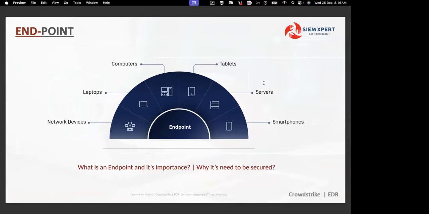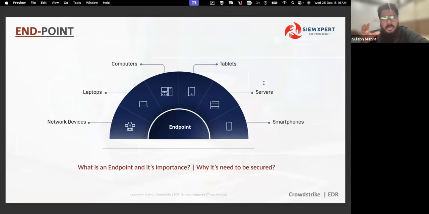So when it comes to the endpoint, it need not be your laptop. It need not be only your server. It need not be any of the devices which you actually see and use. There are n number of devices that can be considered as an endpoint. Most of the devices that we see in our day-to-day life, laptops, computers, tablets, servers, smartphones, as well as some of the networking devices, are also considered endpoints. So I would like to ask you a few questions, and just let me know if they can be considered as an endpoint or not.